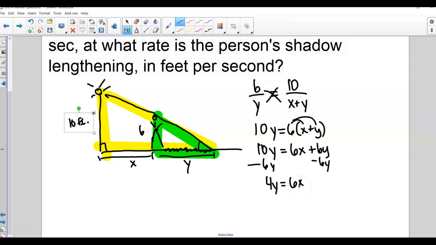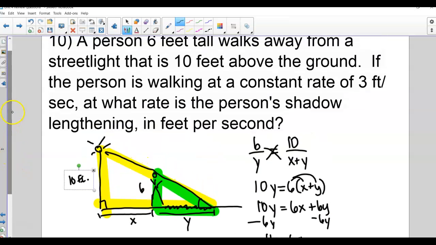So we have a really simple equation here, actually. And we're going to take that derivative, and we get 4 dy over dt equal to 6 dx over dt. Sorry, that should be dy over dt, and this will be dx over dt. They tell us that the person is walking at a constant rate of 3 feet per second. So x is changing at 3 feet per second. That's our dx dt, because the length the person is away from the base of the street light is increasing at that rate.